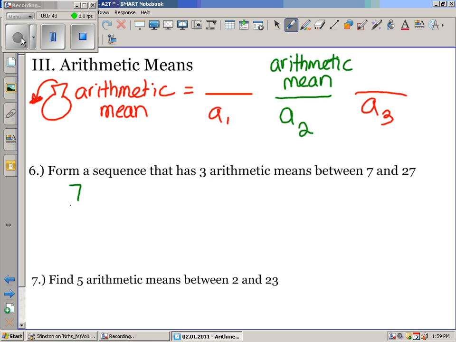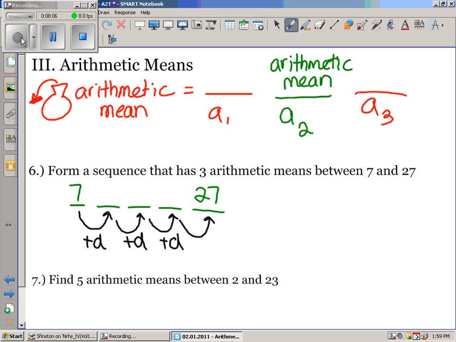Okay, here's 7, and then what do we have? 3 arithmetic means in between, and then we have 27. Okay, all right. I know how to do this. So it's arithmetic, so between each of the terms must be plus some common distance. I mean, you could guess at it if you wanted to. I like making equations. 1, 2, 3, 4 Ds.